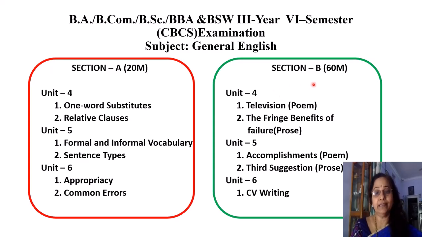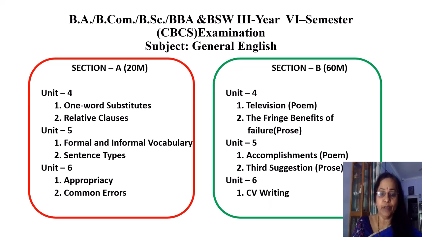So section B is for 60 marks, and the lessons you have to prepare are from unit 4, 5 and 6. In unit 4 you have to prepare the poem Television, and then the prose lesson The Fringe Benefits of Failure, written by J.K. Rowling. Then in unit 5 you have to prepare again a poem titled Accomplishments, and the prose lesson Third Suggestion. And unit 6 deals with CV writing.